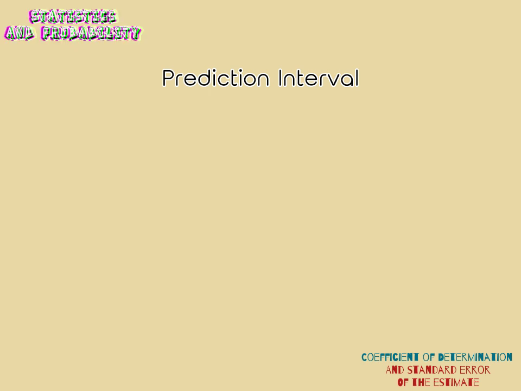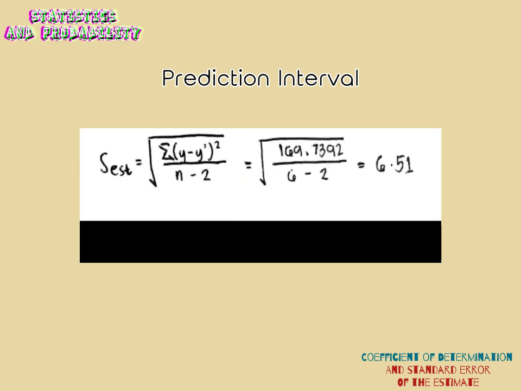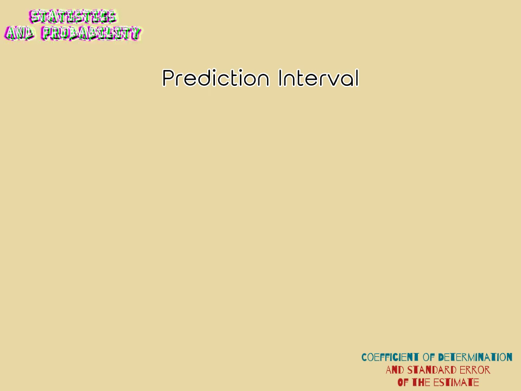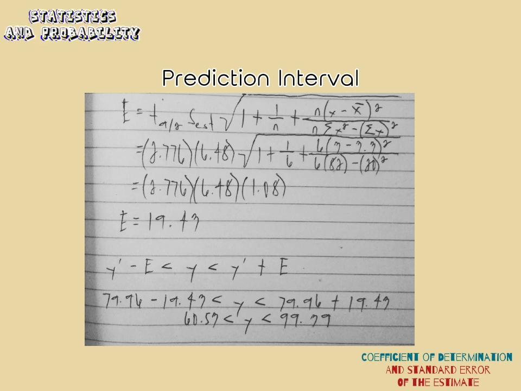Step 3. Find the value for our standard error of the estimate. And in our last step, we have to substitute the values based on our formula. We have a given value, t sub alpha divided by 2, is equal to 2.776. And there it is, the result. Hence, you can be 95% confident that the interval 60.53 is less than y, less than 99.39 contains the actual value of y.